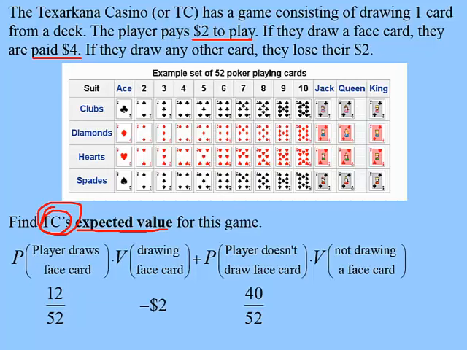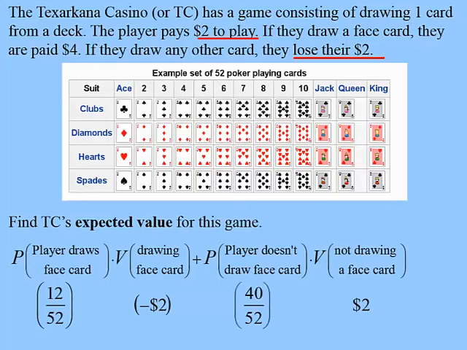In the other scenario, we're told here that if they draw any other card, they lose their $2. So they paid $2 to play. They do not get it back, meaning the casino is gaining the $2. And so now we want to multiply these together and add them up. You can do that on your calculator. I've already done it, so I won't show all the mechanics of that. That comes out to be a positive $1.08. The casino looks at this like every person that plays the game, we're getting $1.08 from them.